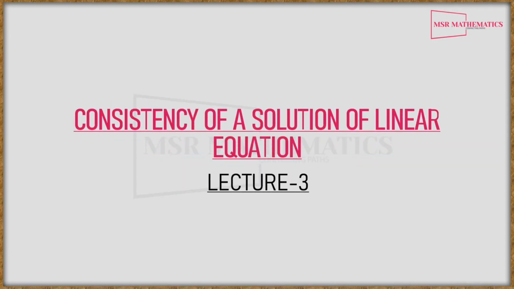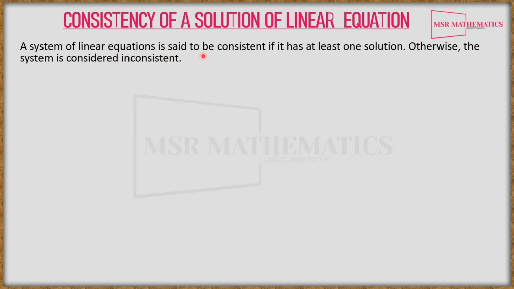This video is about consistency of a solution of linear equations. A system of linear equations is said to be consistent if it has at least one solution. Otherwise, the system is considered inconsistent.